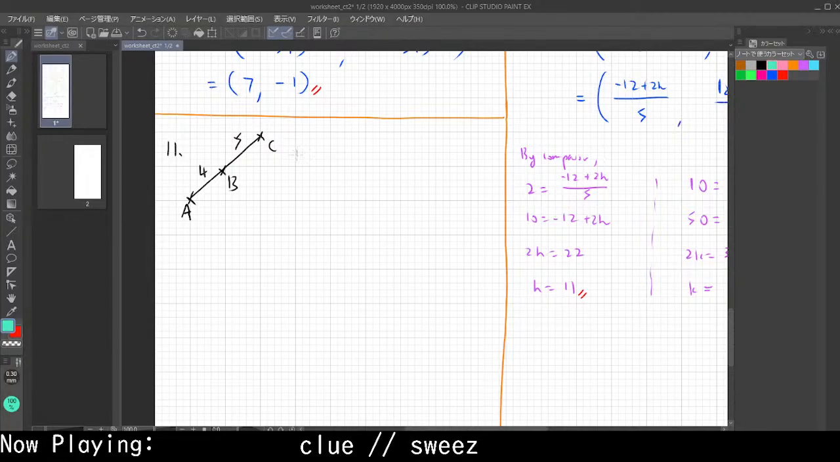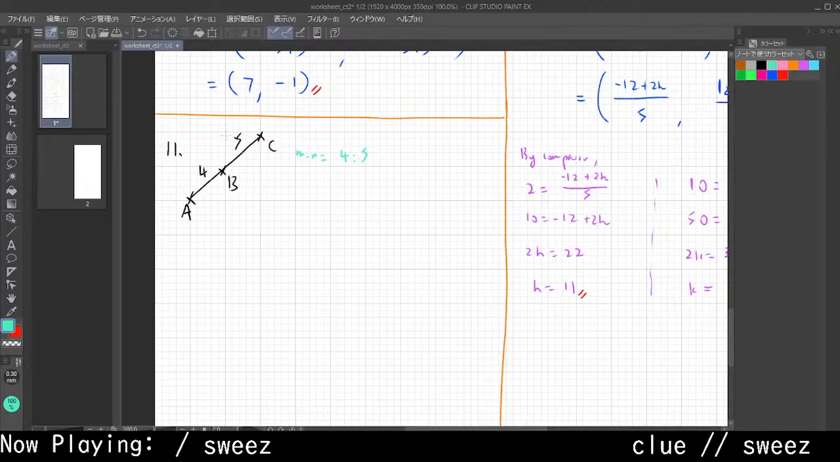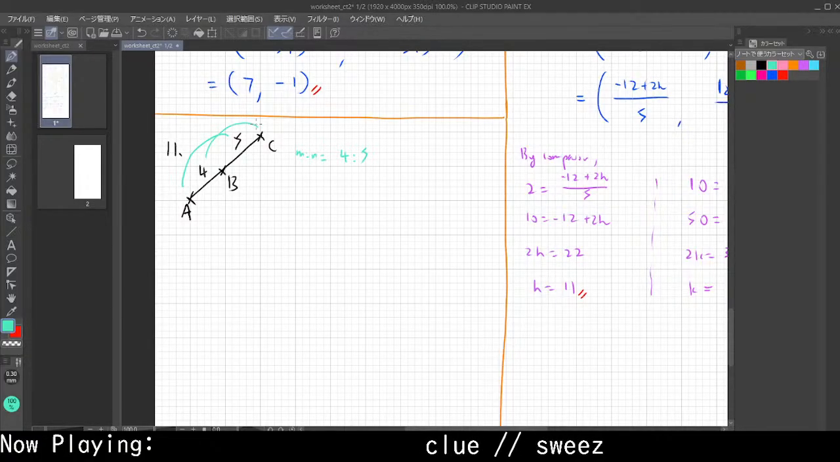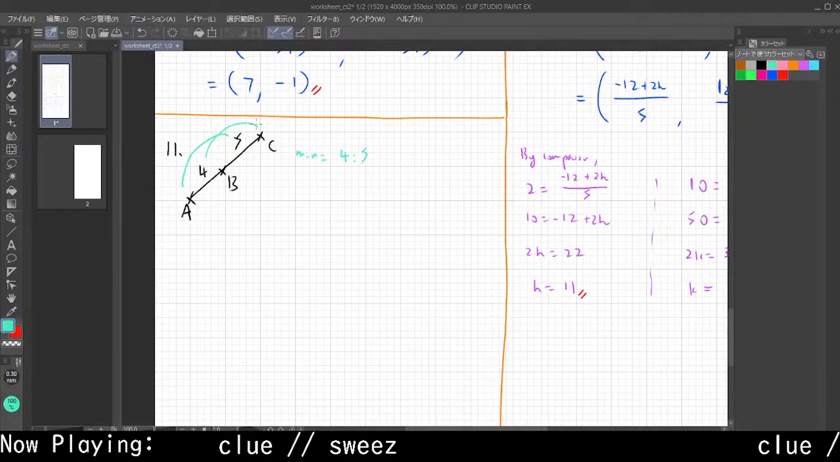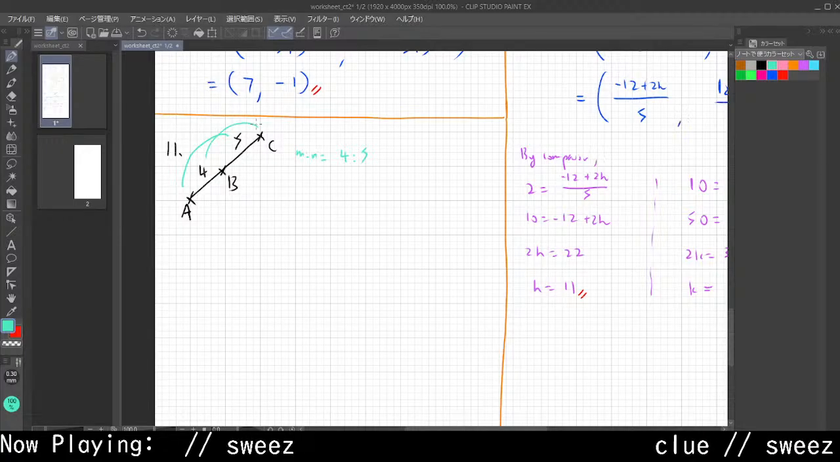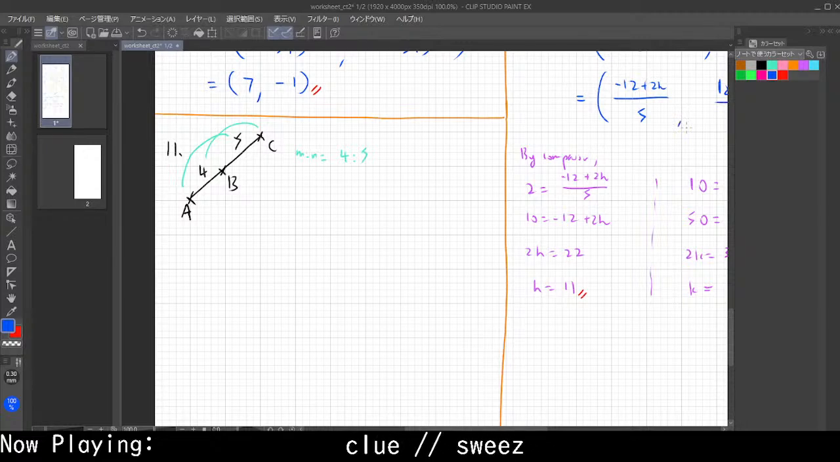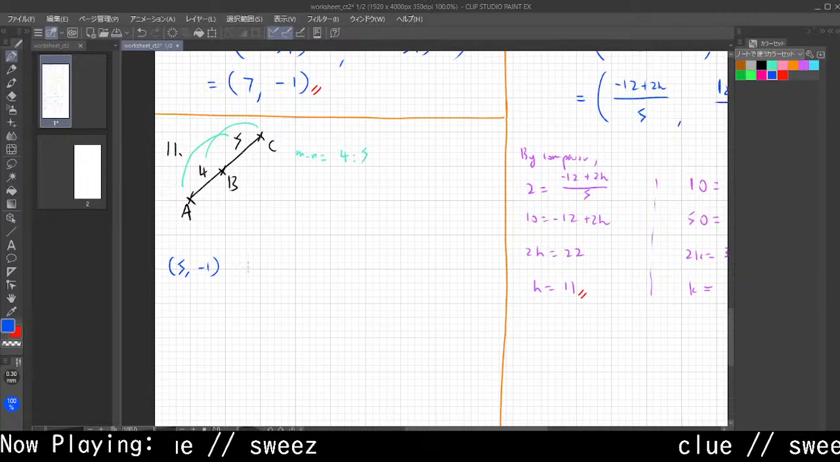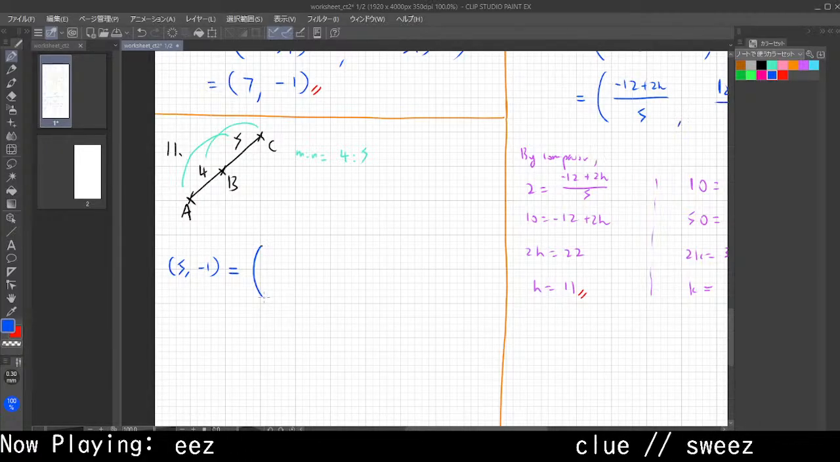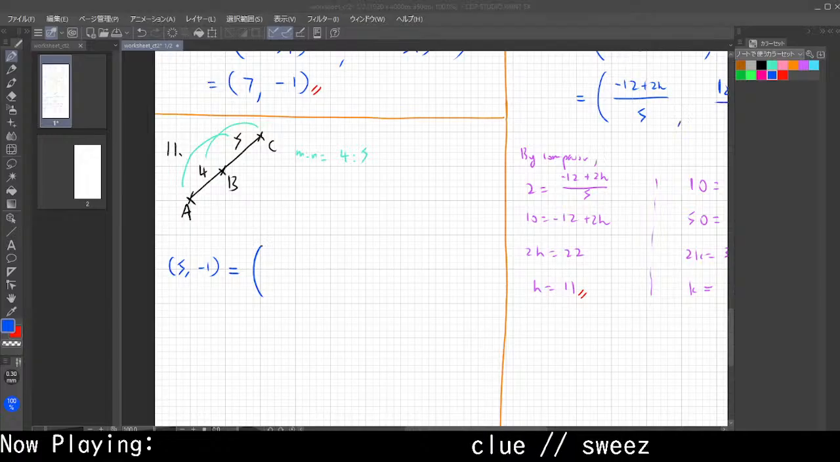So your m to n that you'll be using over here is 4 to 5, and then same thing, do the crisscross multiplication following the formula itself. So let's just start. In this case, you do not have A, you have B and C, so you have the middle point already. Therefore 5, comma -1.